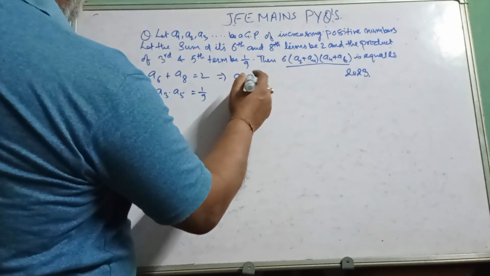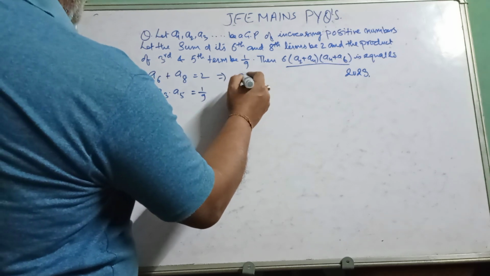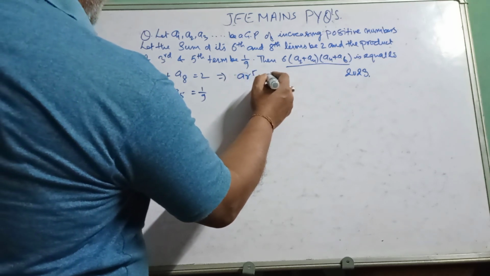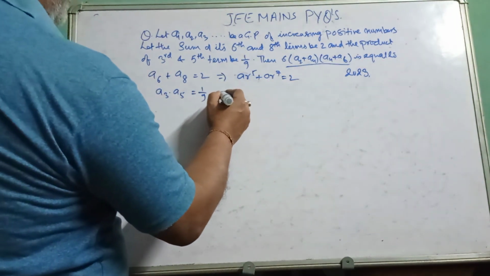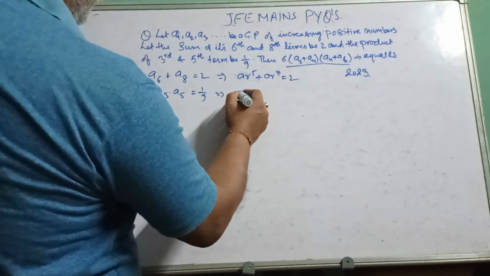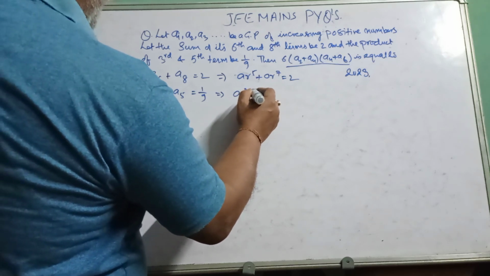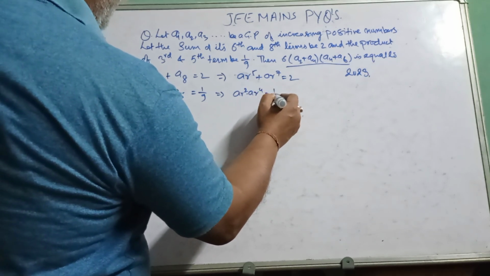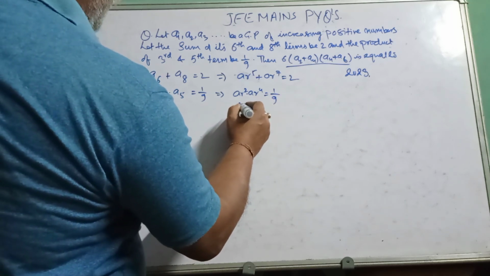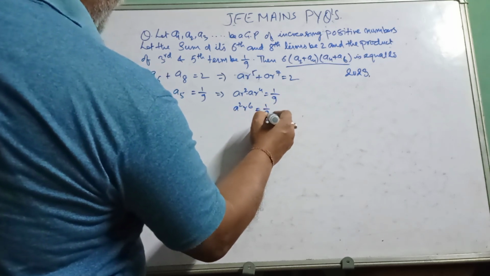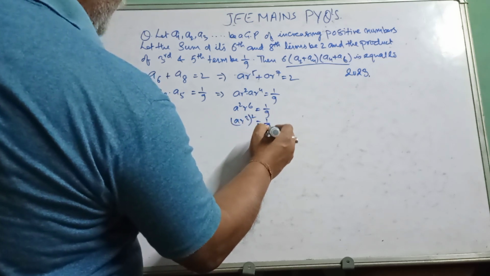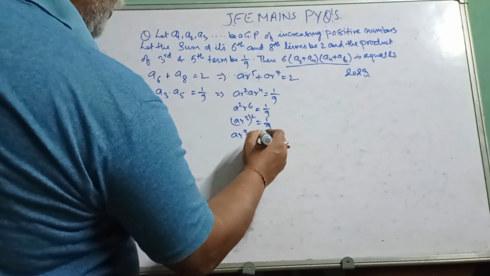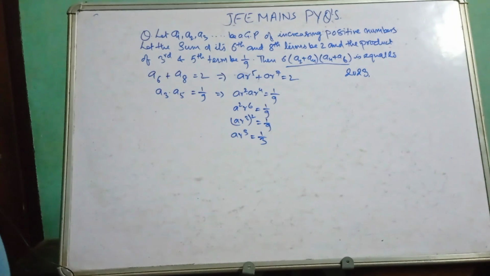So A6 plus A8: A6 is AR to the power of 5 plus AR to the power of 7 is equal to 2. And here, AR to the power of 2 into AR to the power of 4 is equal to 1 by 9. So this is A square R to the power of 6 is equal to 1 by 9. So AR cube the whole square is equal to 1 by 9, so AR cube is equal to 1 by 3. Here you see that you got the value of AR cube.